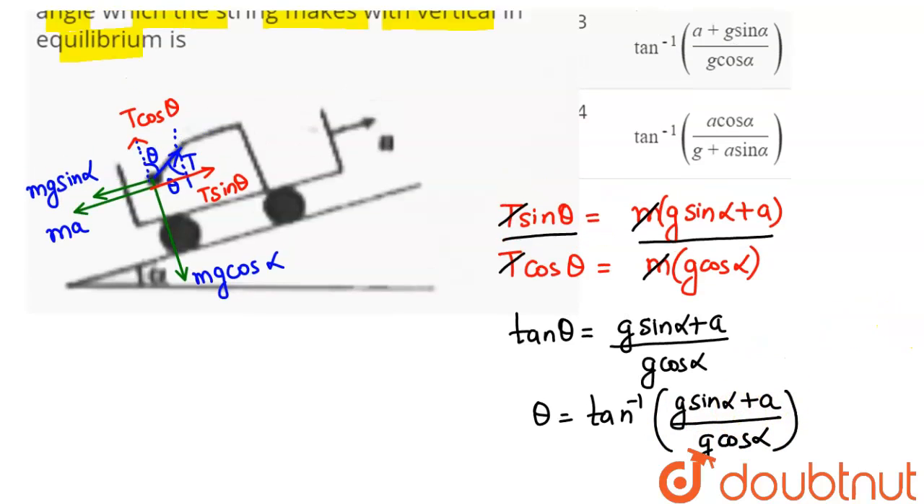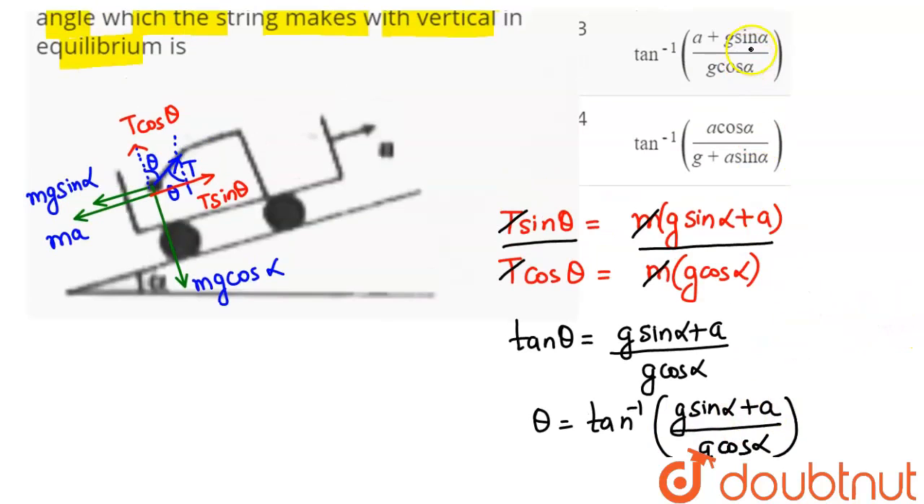So amongst the four options we can see here tan inverse of g sin alpha plus a divided by g cos alpha. Hence option number 3 is the correct answer. So option 3 is our answer.